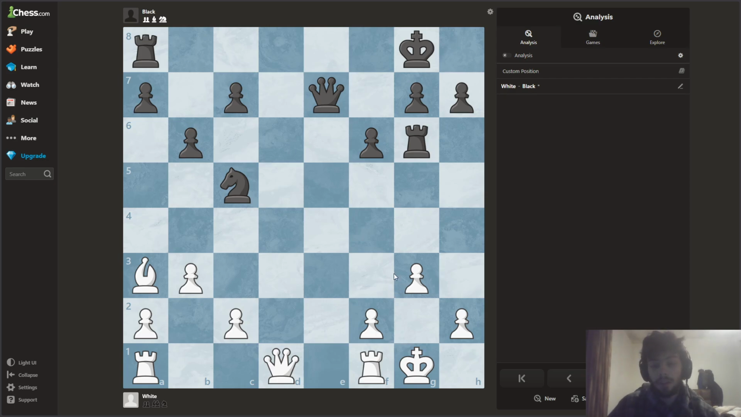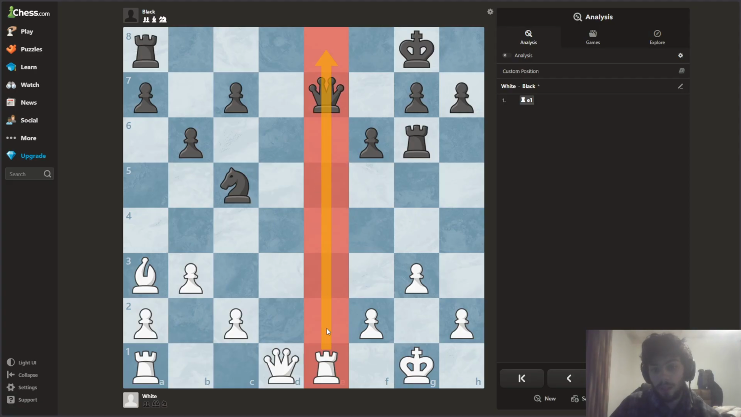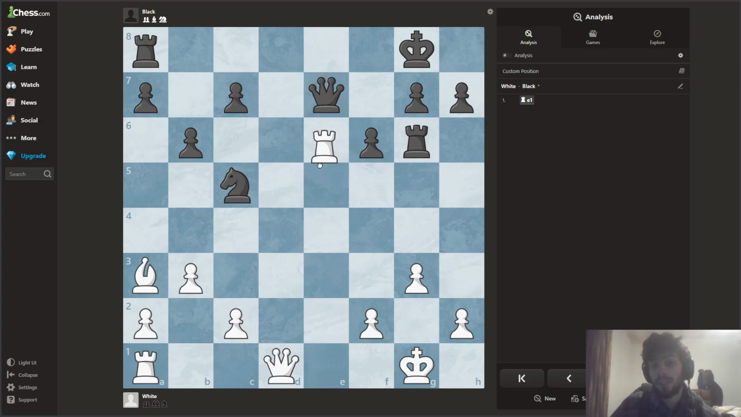So let's observe a little bit more in the position. All right. So here it is white to move, and white can play the move rook to e1. Now let's try and see what this move does. Now white has what we call control of the file. And white is also seeing the queen, or attacking the queen.